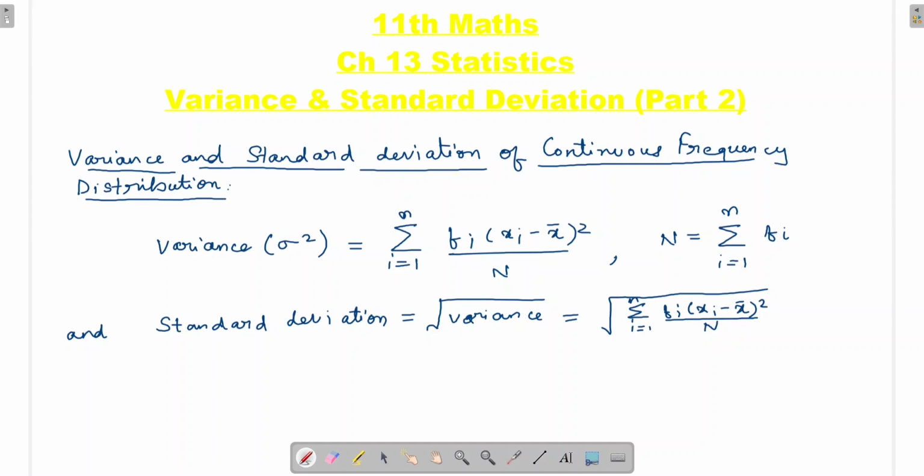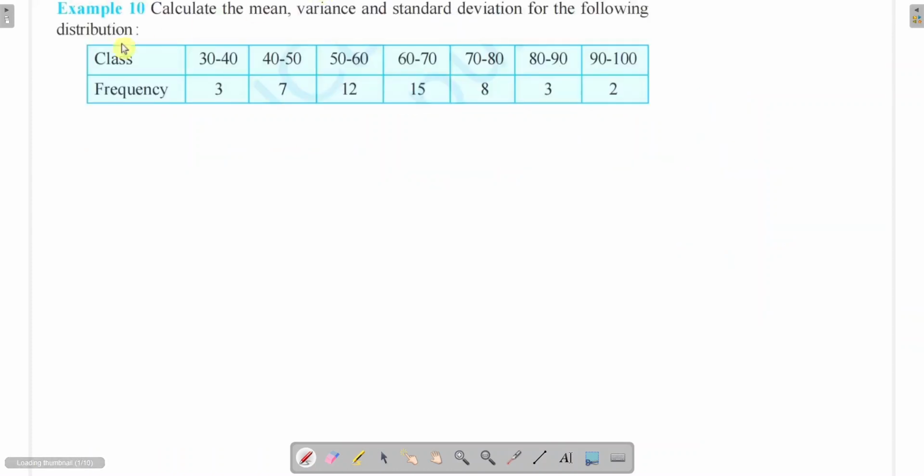Now to understand more clearly about the continuous frequency distribution, we will solve one problem. Calculate the mean, variance and standard deviation for the following distribution. We are given the class, because it is a continuous frequency distribution. Class intervals are given to us along with frequencies. So now let us solve this problem. Solution.